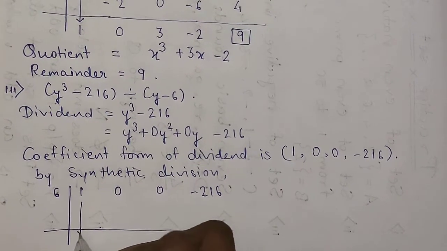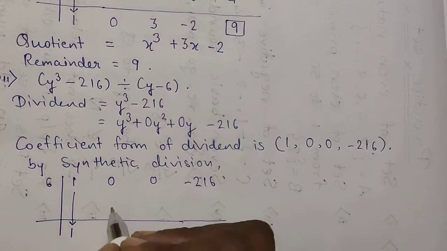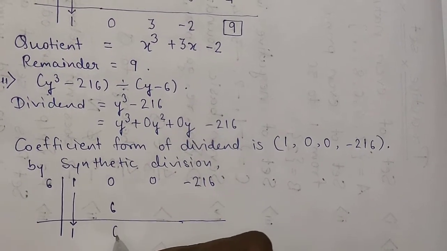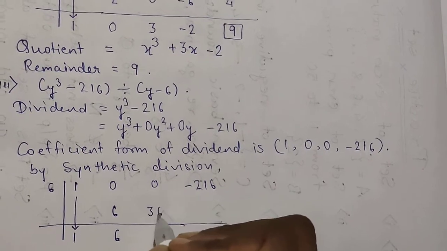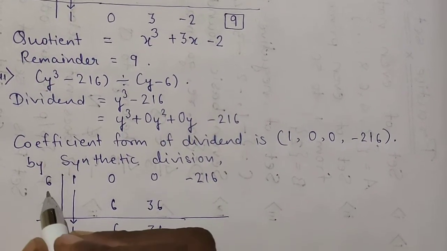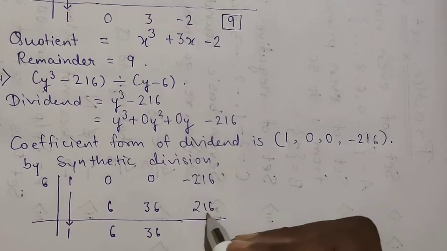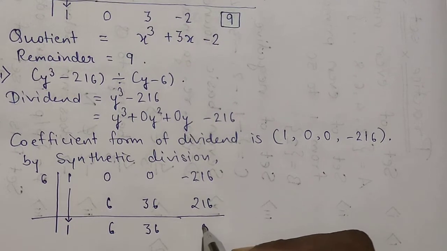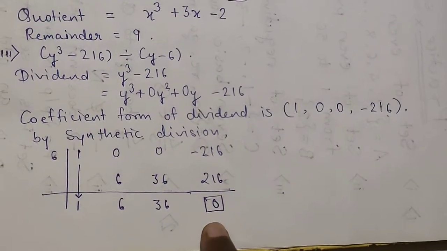Now write your first number as it is. Now multiply. 6 times 1 is 6, 0 plus 6 gives you 6. Again do multiplication. 6 times 6 is 36. 36 plus 0 gives you 36. Now again do the same thing. 6 times 36 gives you 216. And 216 minus 216 gives you 0. So in this case your remainder is 0.